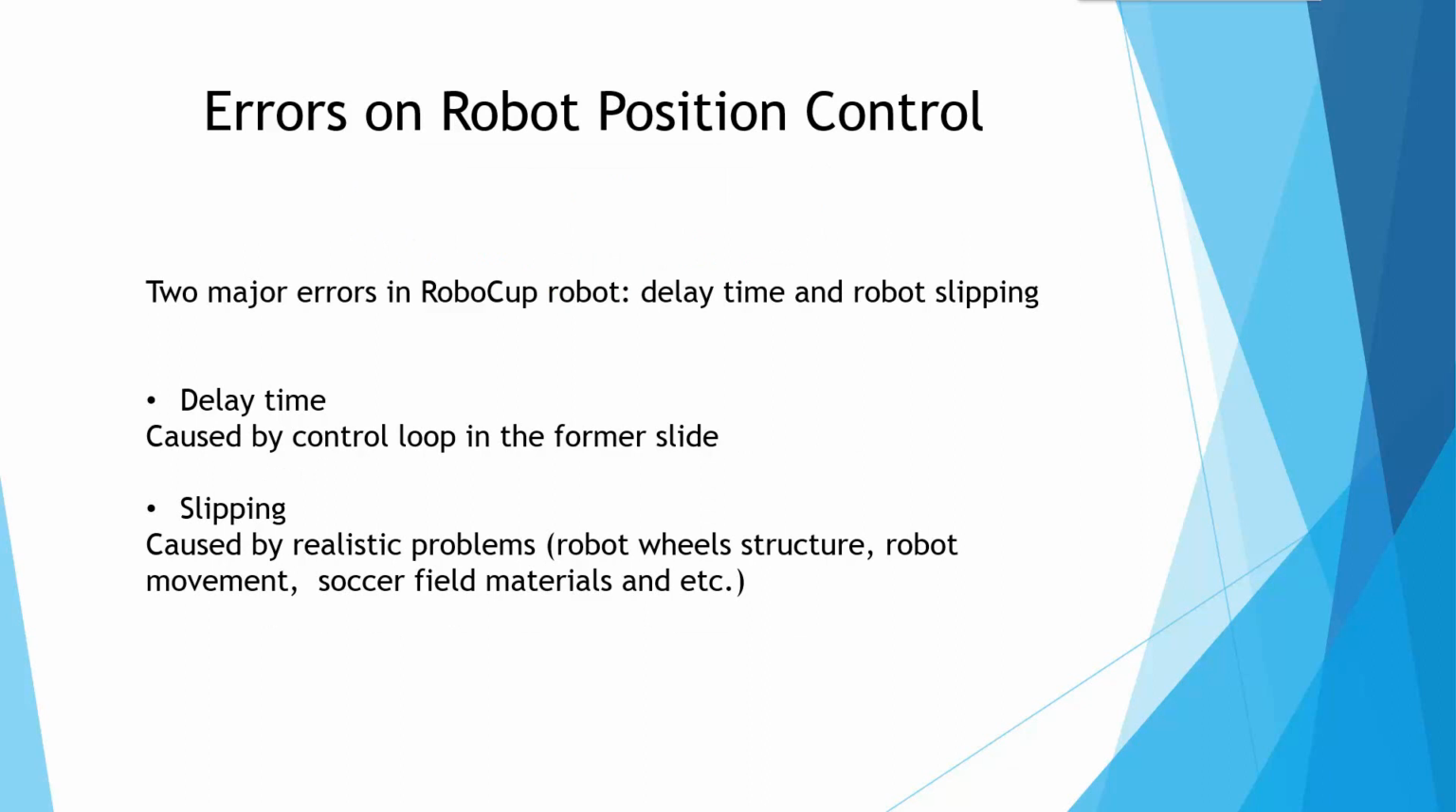There are 2 major errors in this type of control. Delay time is caused by the control loop in the former slide. The robot slipping is caused by some realistic problems, such as robot wheel structure and robot movement style. Let's first see some consequences caused by delay time.